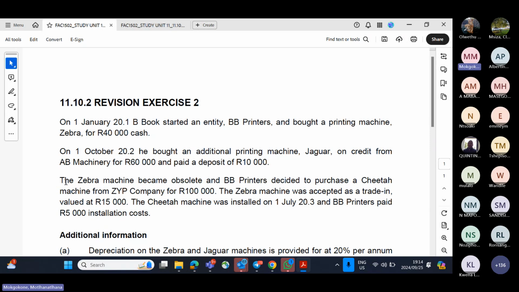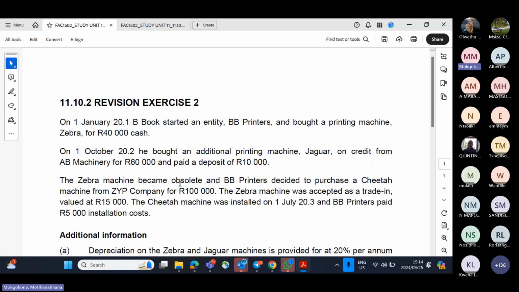Then, if I go to the next transaction, they are saying the Zebra machine became obsolete. The machine is no longer in use. And BP Printers, our business, decided to purchase a Cheetah machine. Now we bought a machine from ZYP company for 100,000. The Zebra machine was accepted as a trade-in, valued at 15,000. The Cheetah machine was installed on 1st July 20.3, and BP Printers paid 5,000 for installation cost.